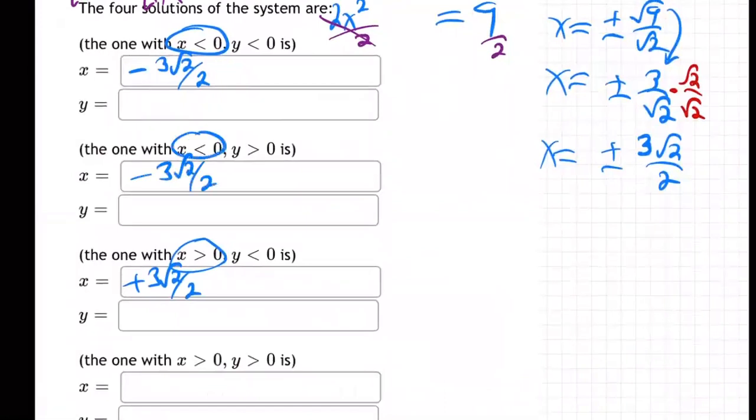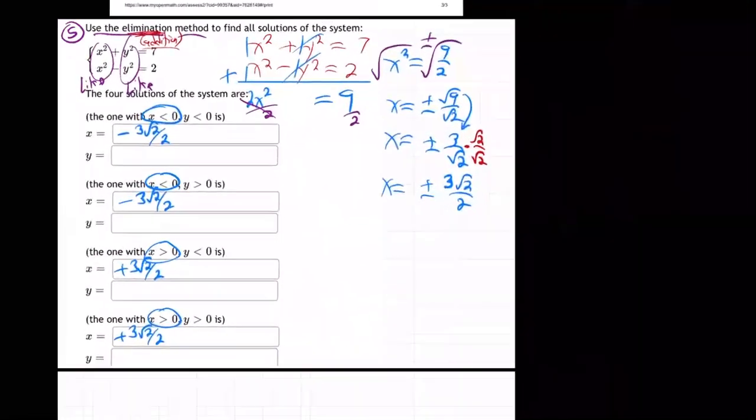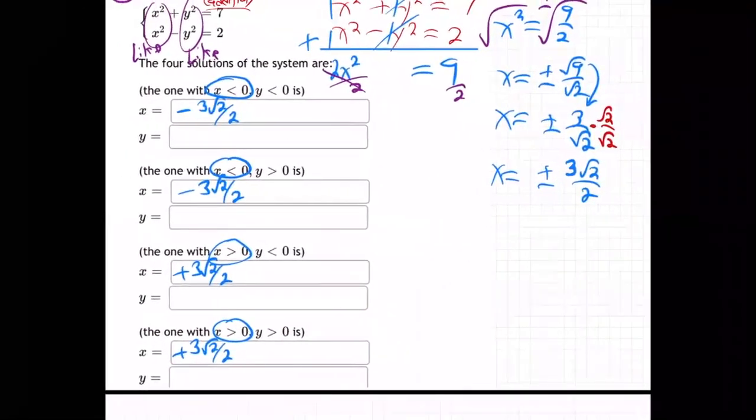See, both these are x less than 0. They're going to go with 2 different y values. And both these are x is greater than 0, and they're going to both go with different y values. Okay, so I've got 2 different x values. Now, each of those x values is going to lead to 2 y values.